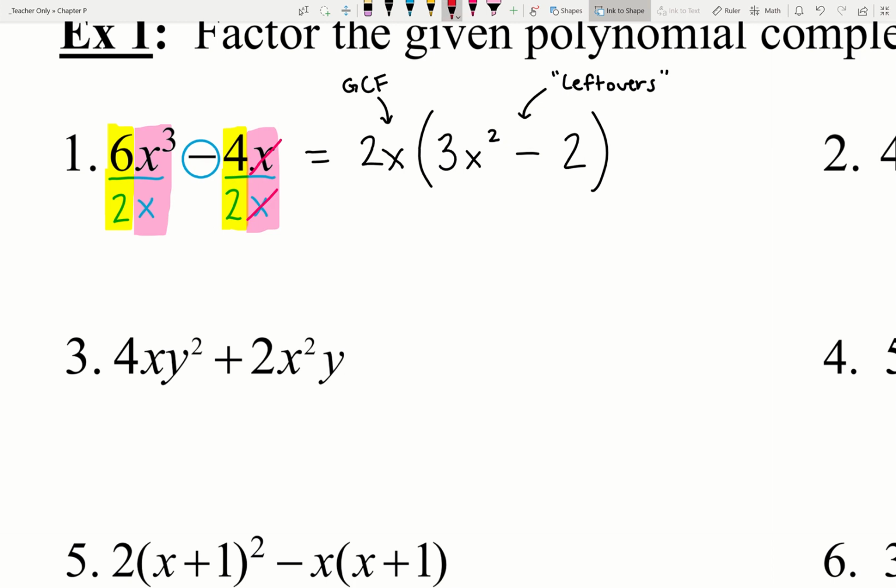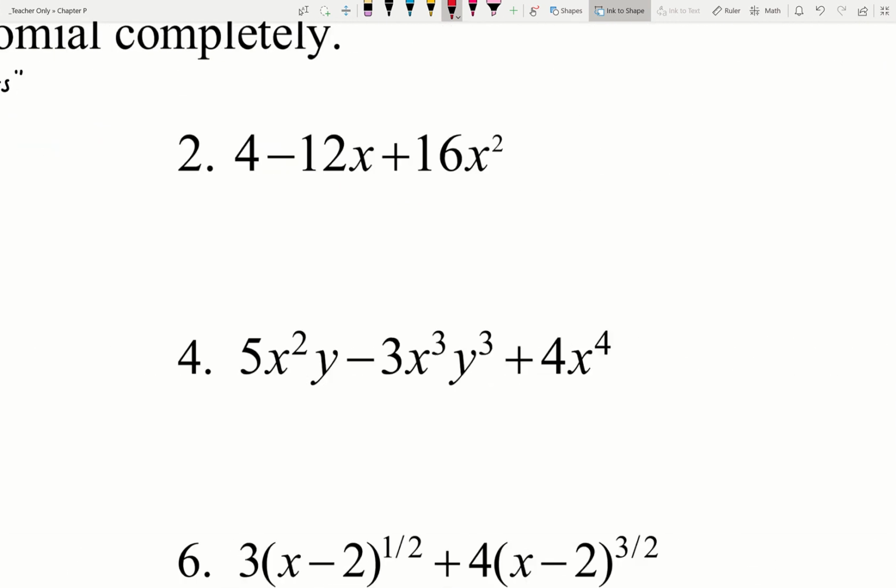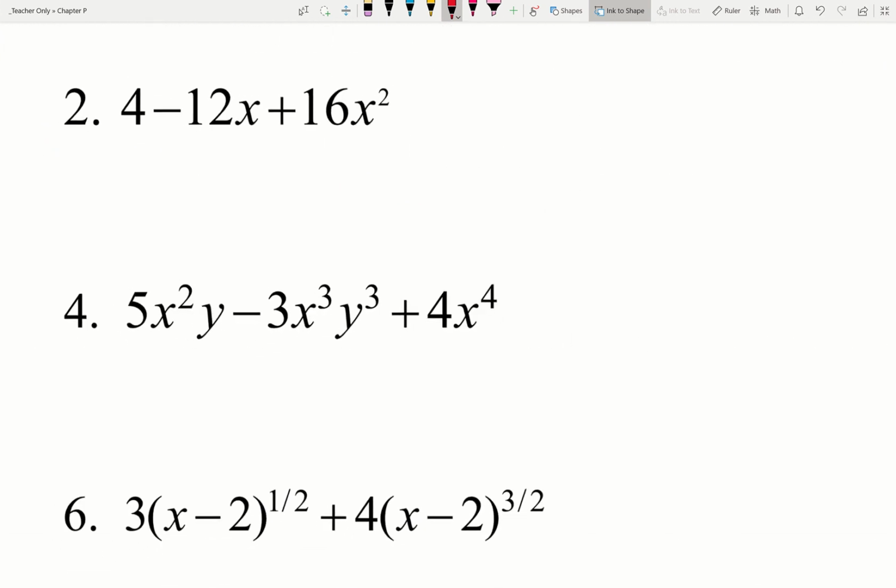It would be at this point in future examples where we would want to look at our leftovers and determine if they can continue to be factored, okay? But here I don't believe that that's going to be the case, so I'm just going to go ahead and box what I've got here as my final result. And so, again, you always want to write it as the GCF times the leftovers in parentheses. And then we'll just take a look at a couple more examples here, right?